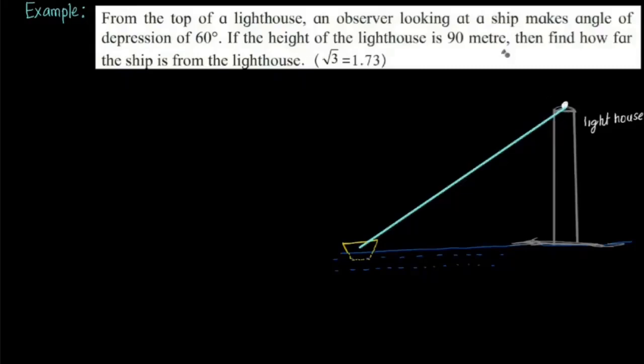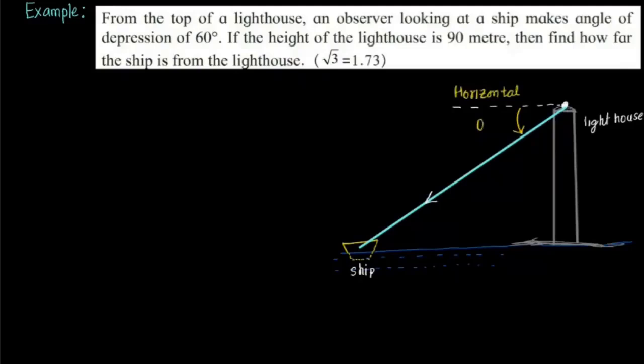So this is the line of sight. So this is the ship, we can say. From the top, he is looking at the ship, something like this. So this is the line of sight. There will be a horizontal line like this, and with respect to the horizontal line, there will be the angle of depression. As per the definition of angle of depression, the angle below the horizontal line, this is the horizontal line, friends. So this angle is below the horizontal line, so this is the angle of depression.